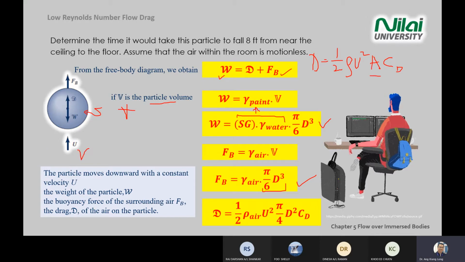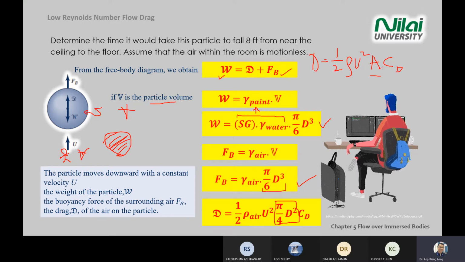Imagine the velocity is your eye. If you look from below, you are seeing a circular body. Apologize for my drawing, it's not a perfect circle, but you get the idea. You view from the direction of the velocity, and you see a sphere, a circle. So the area is pi d squared divided by 4, or you can use pi r squared, and then CD. So you get your D already. You combine these three and rearrange.